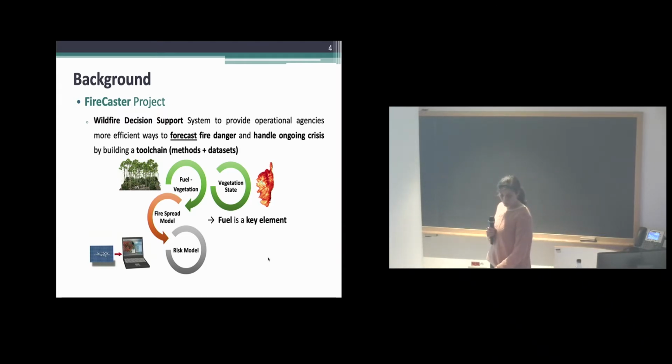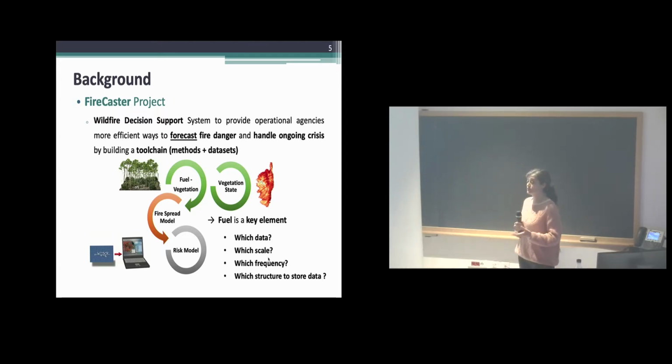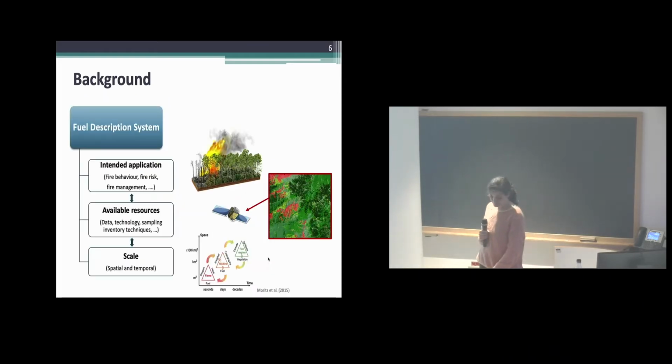And to develop these tools, a key element was the vegetation, but considered as fuel. Why? Because we need information about fuel to run fire spread models, which are used to run risk models. So the primary question was, okay, we need information, but which data do we need, which parameters, at which scale, which frequency, and which structure, how are we going to store all this data?